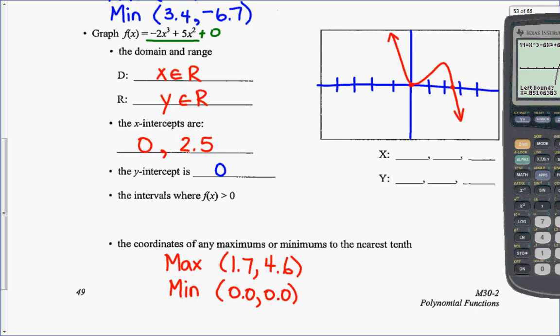Your local maximum, that's this point here that you calculated, should have been 1.7 as your x and 4.6 as your y. Your local minimum is actually this point right here, which is one of your x-intercepts. And if you round that to the nearest tenth, you would have to list that as 0.0 as your x and 0.0 as your y, because it asks for it to be listed to the nearest tenth. So not just 0, but 0.0.